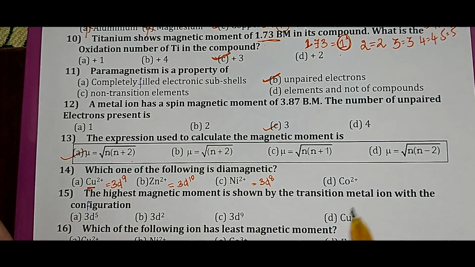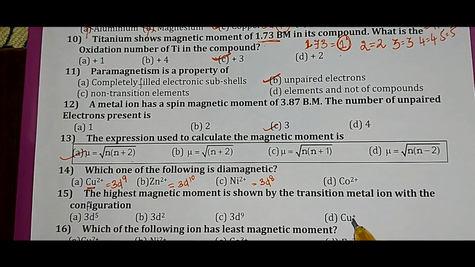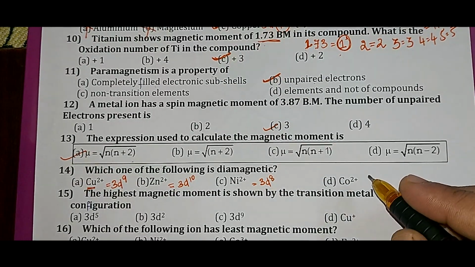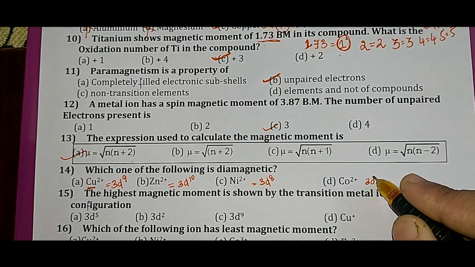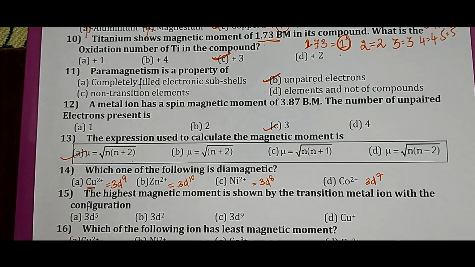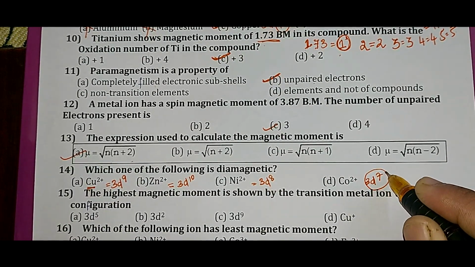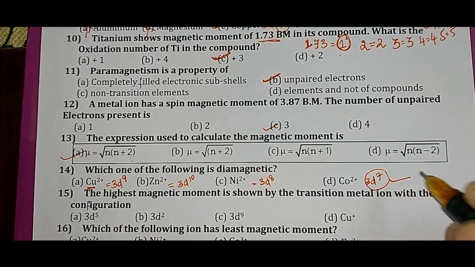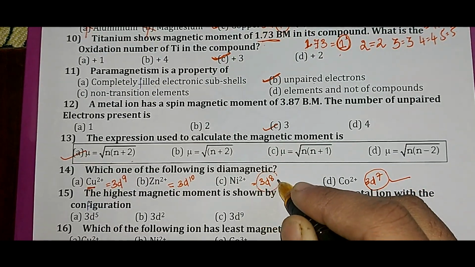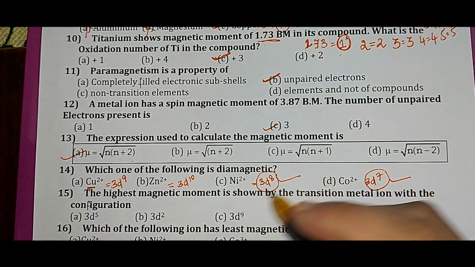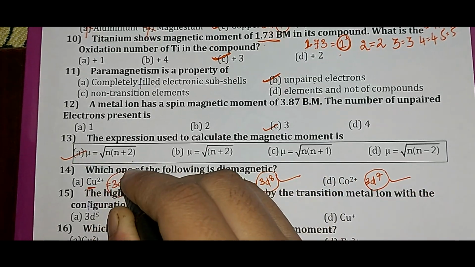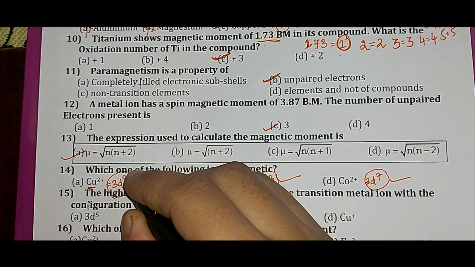And if you consider cobalt, atomic number of cobalt is 27. Its electronic configuration is 3d7 4s2, and by the removal of 2 electrons, the electronic configuration becomes 3d7. Now if you consider here 3d7, it is an incompletely filled d orbital, meaning it has an unpaired electron. This is also incompletely filled d orbital, meaning it has an unpaired electron. This is also incompletely filled d orbital, it has an unpaired electron.